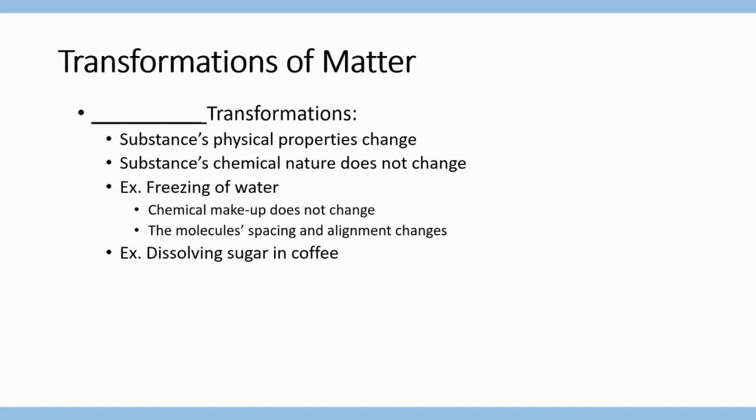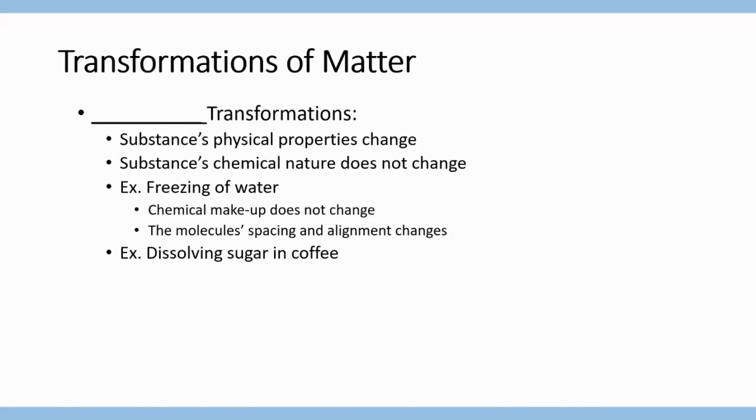So an example I've used before is the freezing of water. If we have liquid water, it's still H2O molecules. If we freeze it, it's still H2O molecules that are now just frozen. So the chemical makeup hasn't changed, but the molecule spacing and alignment changes, and that's why we have a liquid versus solid. Another example is dissolving sugar in coffee. Sugar is a solid. Once it's dissolved in coffee, it's mixed with the liquid water, mixed with caffeine, things like that.